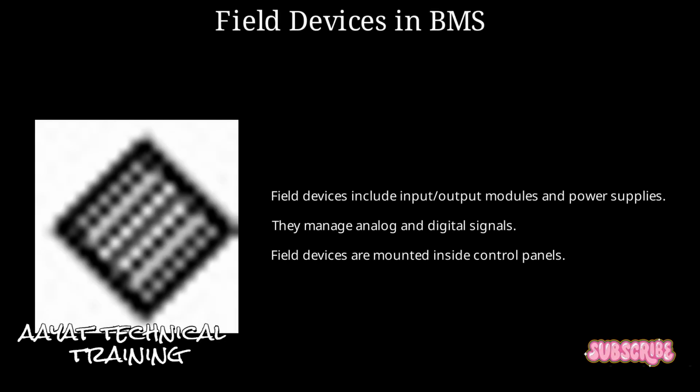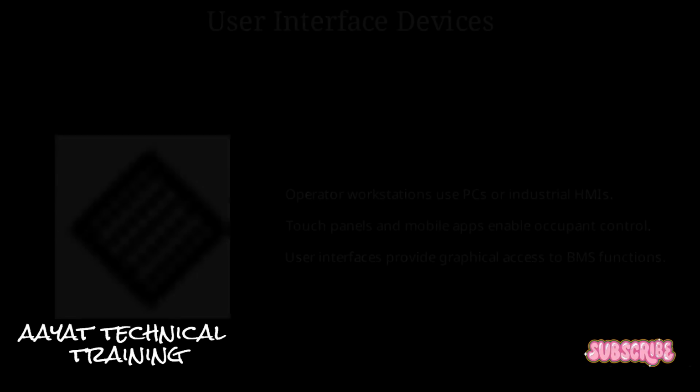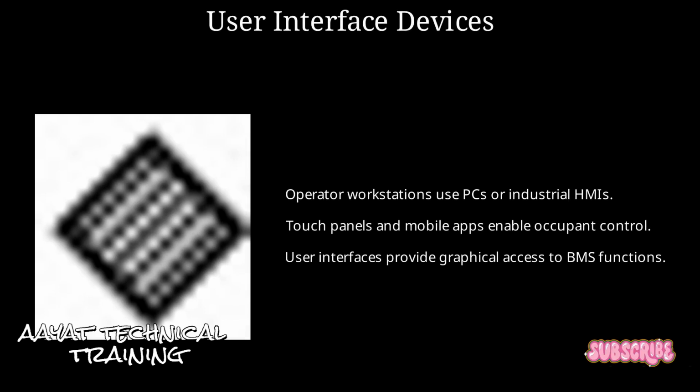Field devices combine input, output modules, power supplies, fuses, and interface terminals within control panels. They handle analog and digital signals for sensors and actuators. User interface devices allow operators and occupants to interact with the BMS. Operator workstations and touch panels or mobile apps provide graphical interfaces for daily operations and room adjustments.